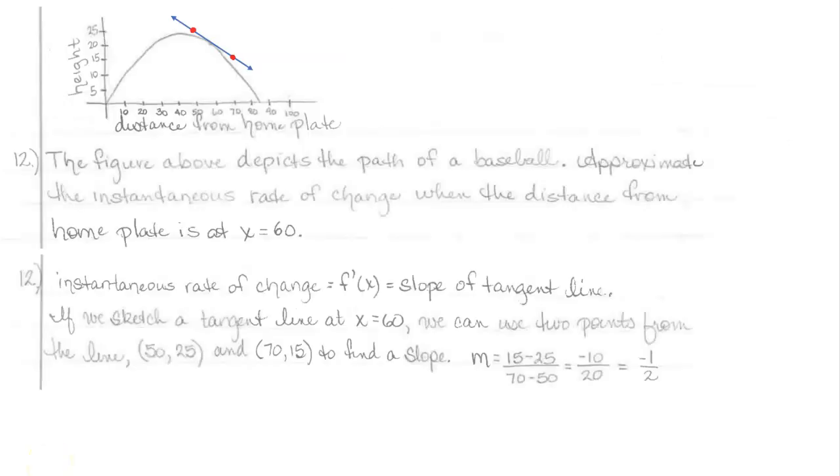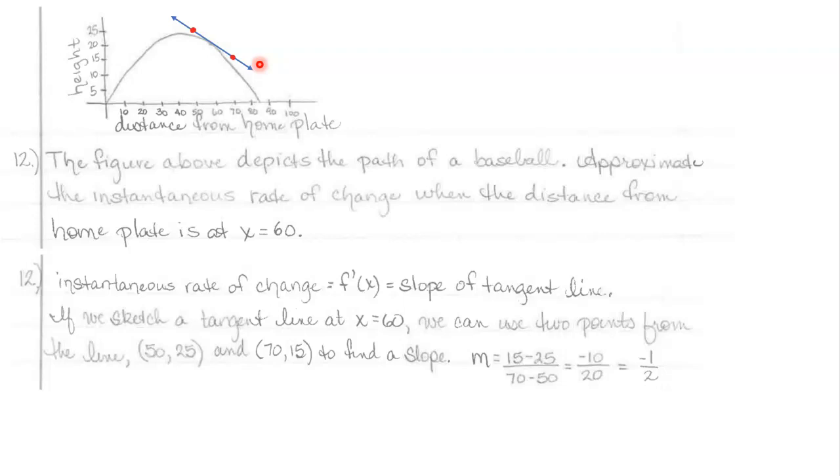They told us the figure depicted the path of a baseball, and they wanted the instantaneous rate of change when the distance from home plate was at x is equal to 60. So basically, we want to know the instantaneous rate of change at this point right here. Instantaneous rate of change is derivative, and derivative is slope of the tangent line. So if I can hand draw a tangent line right there at x is equal to 60, then if I can find the slope of this tangent line, that'll be the same as the instantaneous rate of change.